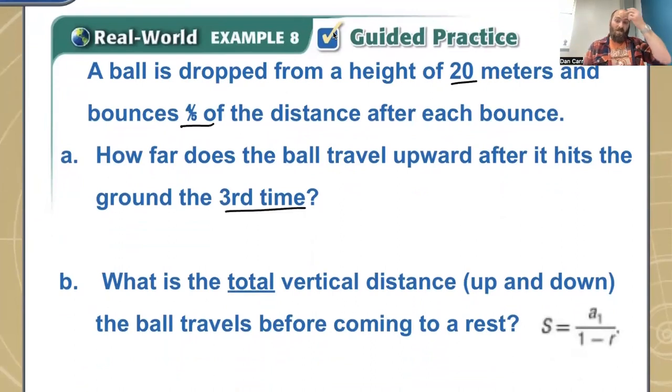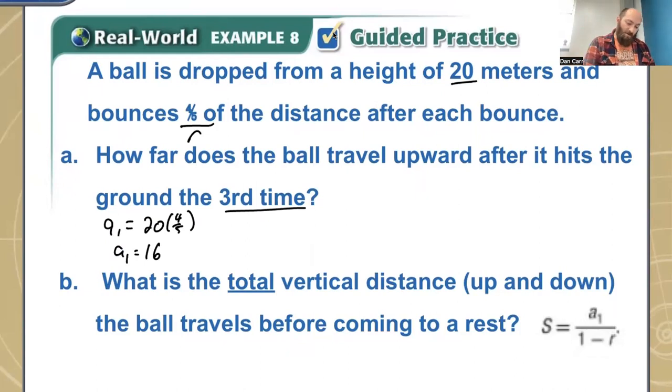So I want to model this scenario. The first thing I want to do is figure out what my a sub 1 is. I'm going to call a sub 1 the height after its first bounce. So this is going to be 20 times 4/5. It starts at 20, but after it bounces one time, it's going to go up 4/5 the height of that. So multiply that out, and that comes out to 16. So a sub 1 is going to be 16. My common ratio here is the 4/5.